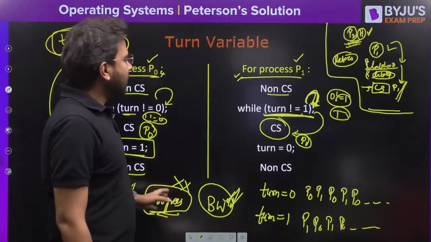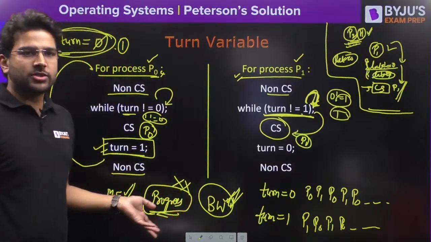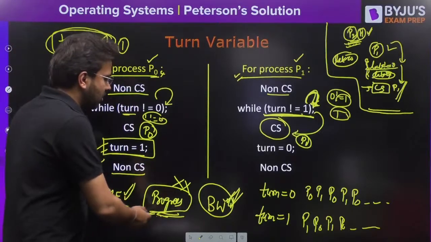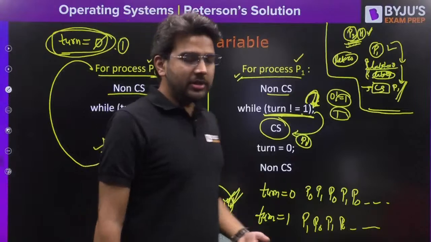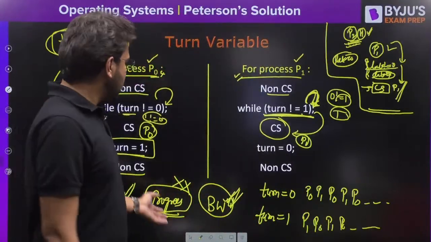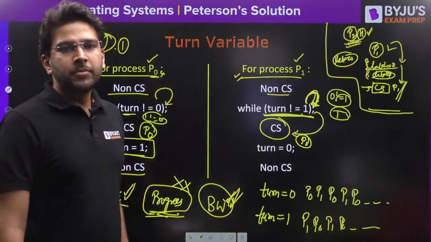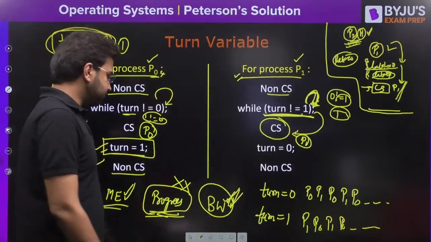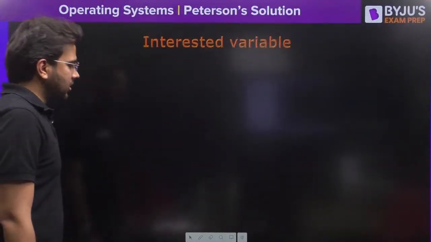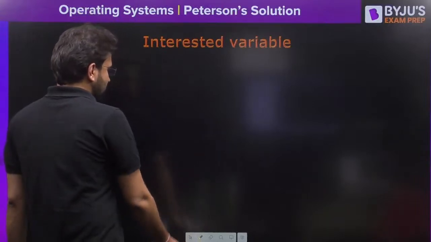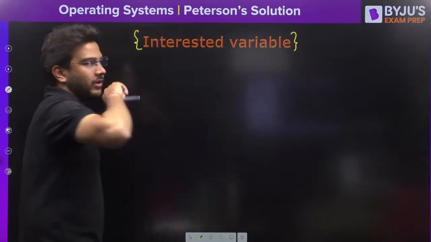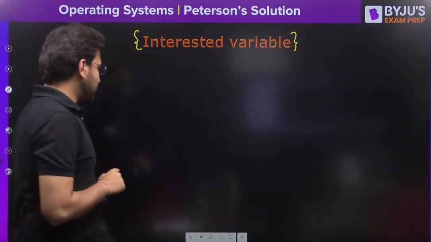Clear? So here in case of turn variable, yes, strict alternation is there, but progress is not satisfied. Progress is one of the primary conditions for a synchronization mechanism. If it is not satisfied, it's not a correct solution. So let's proceed to the next proposed solution, the interested variable. Okay, let's see the code of this one.